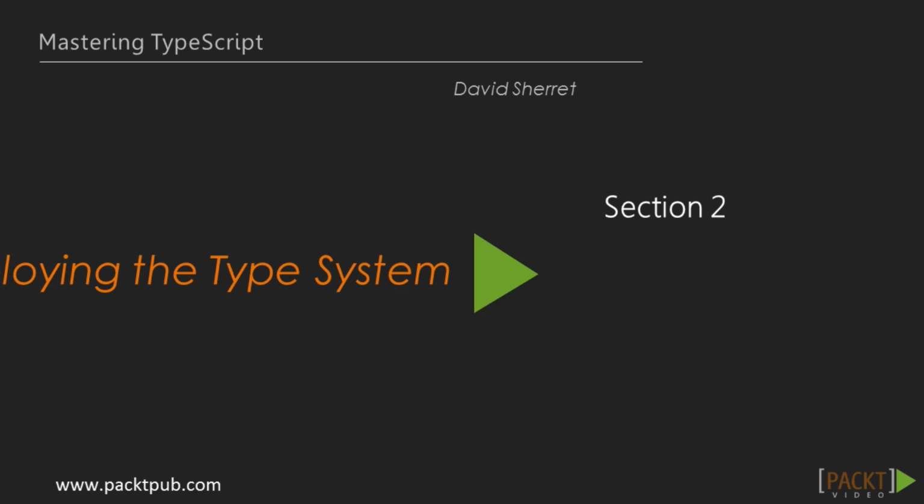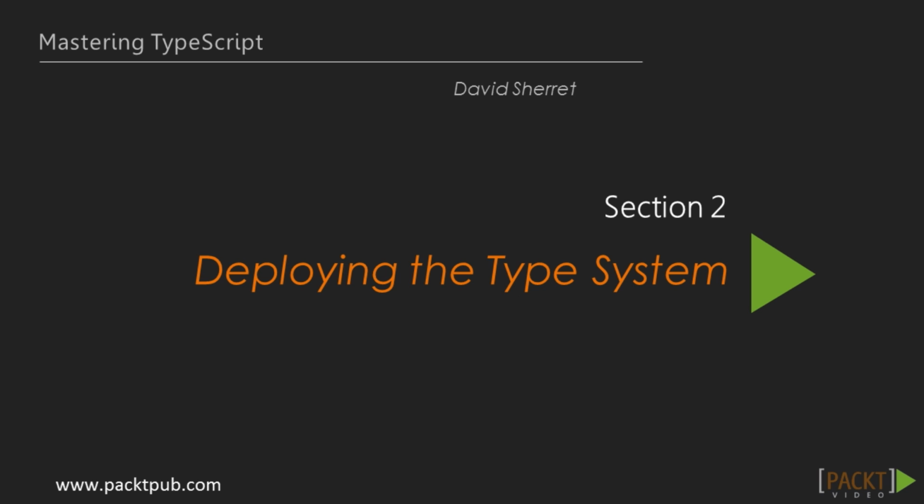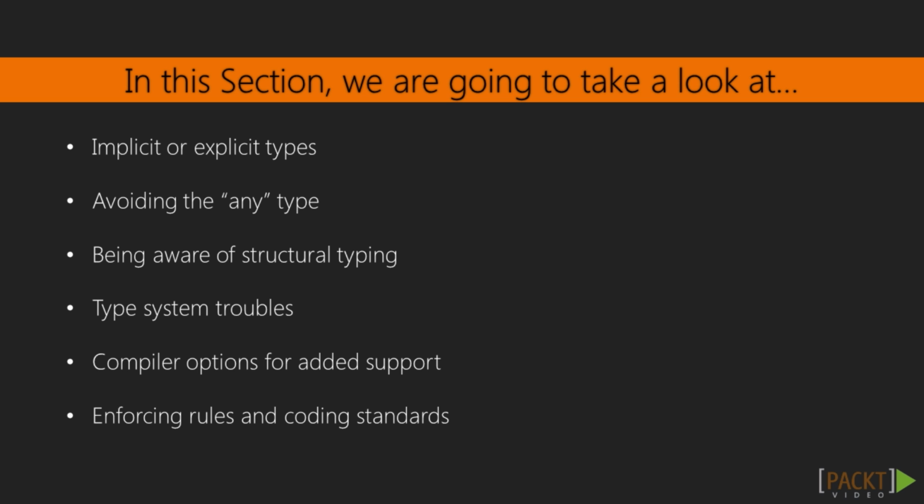Hello and welcome to the second section of Mastering TypeScript, Deploying the Type System. In the previous section, we introduced the sample application. Our first video will be on when to use implicit or explicit types. Second video on avoiding the any type. Third on being aware of how TypeScript uses structural typing. Fourth on some common troubles with the type system. Fifth at some compiler options for added support, so how we can make the compiler stricter. And finally a video on enforcing rules and coding standards with an external tool.